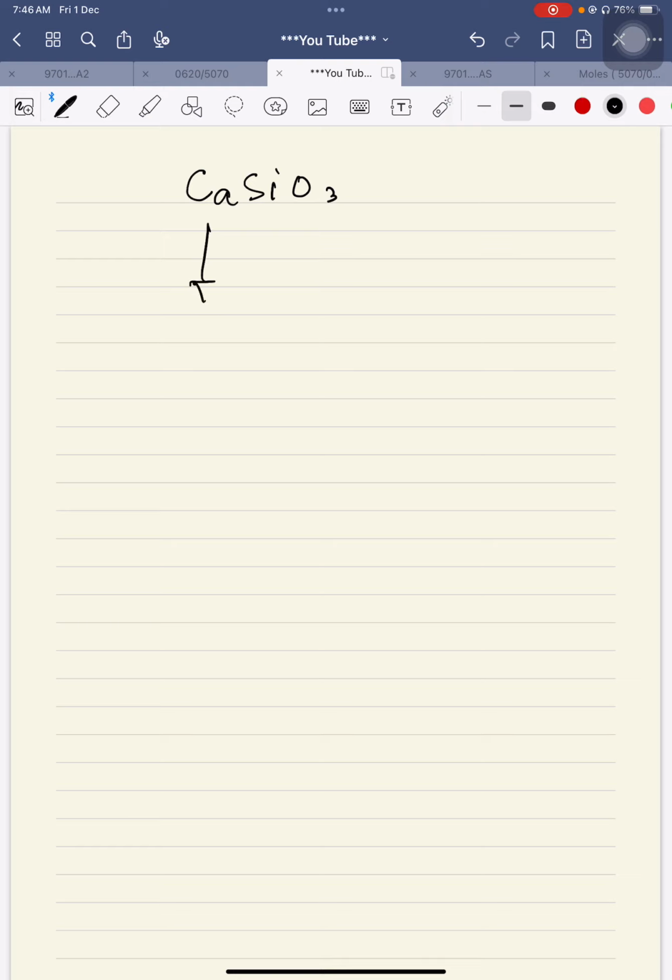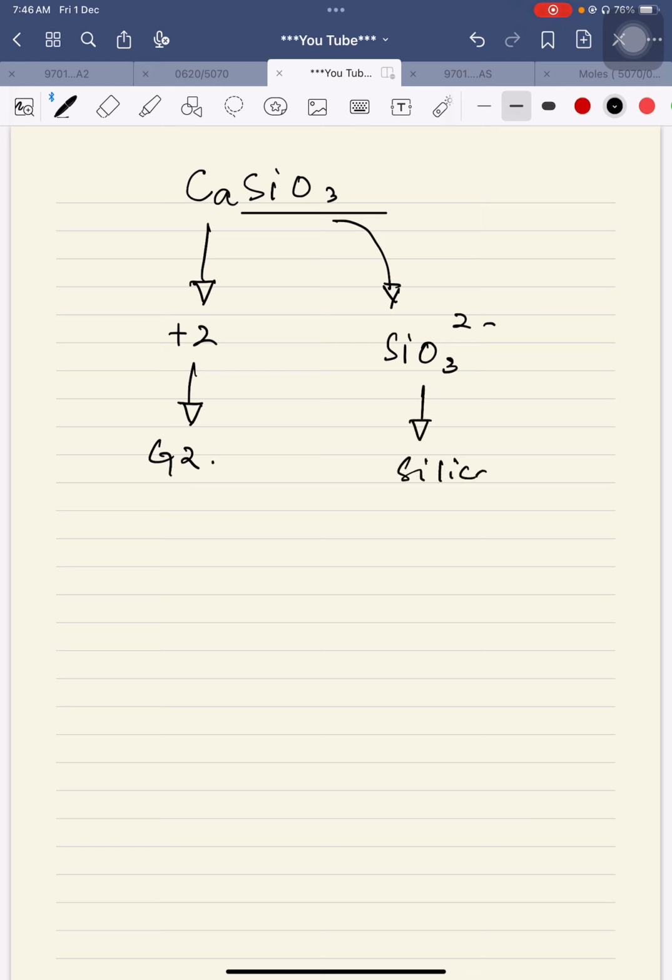Ca has a charge of +2. Why? Because it is a part of group number 2. So that's why it has a charge of +2. What about the remaining part? This remaining part has the formula SiO3, and definitely its charge will be opposite and equal. So that will be called the silicate ion.